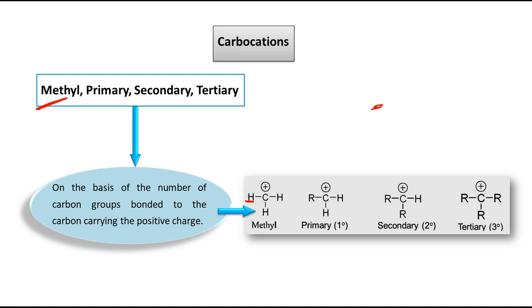Then primary: one of the hydrogens is now replaced with the R group, an alkyl group. That means here you will have one C-C bond and 2 C-H bonds like this. Similarly, if you replace another hydrogen with another R group, now we will have secondary or 2 degree. In this case I can write it like this. And then the last hydrogen which is left is also replaced by R. So these are the 4 possibilities.